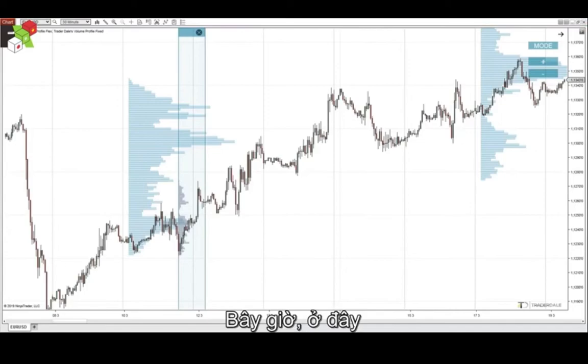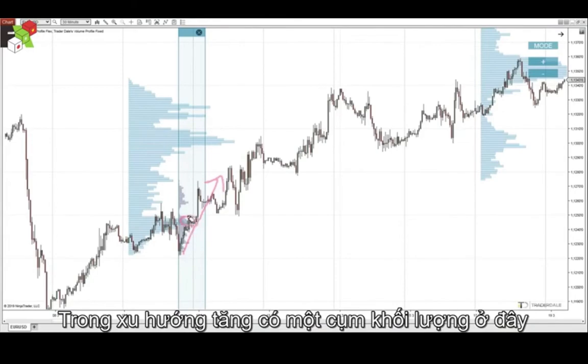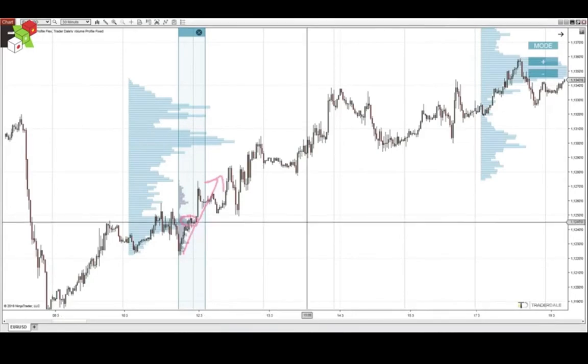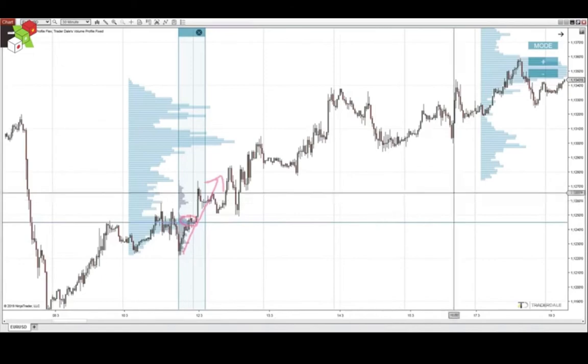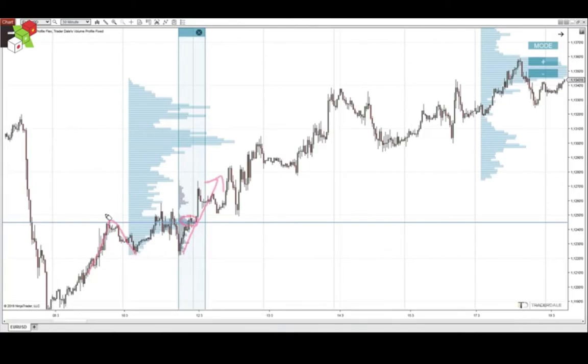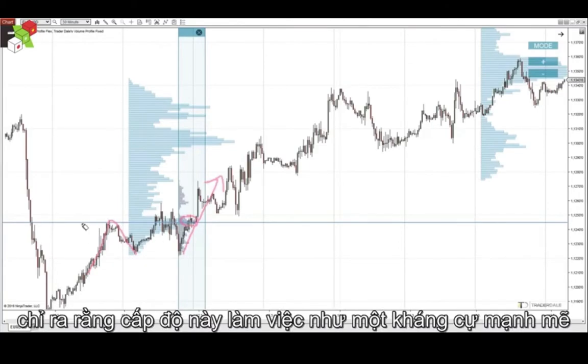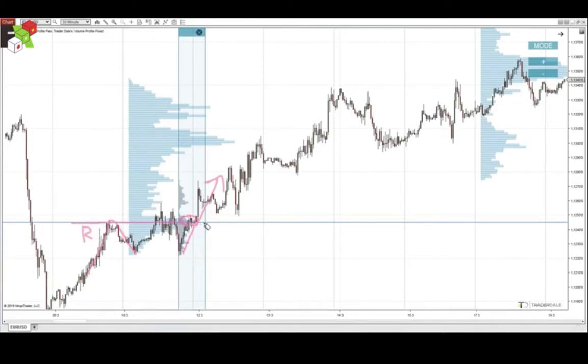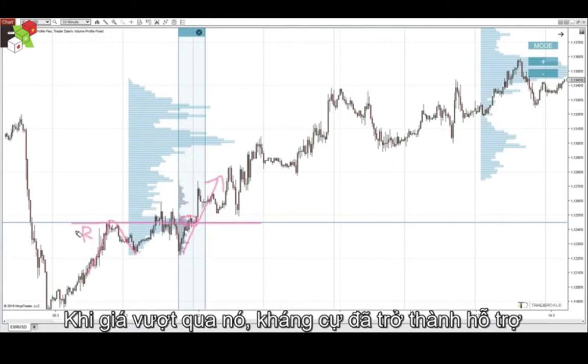Now in here, there was a trend setup. There's an uptrend. Within the uptrend, there is a volume cluster in here. Let me draw a line in here. This would be the level based on the trend setup. You can also notice that there was a rejection of this area in the past, indicating that this level worked as a strong resistance. When the price went past it, the resistance became a support.